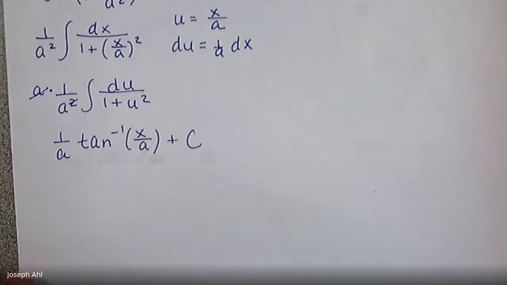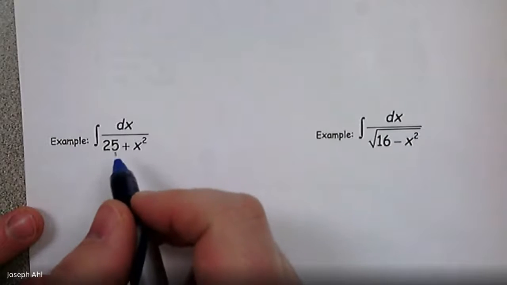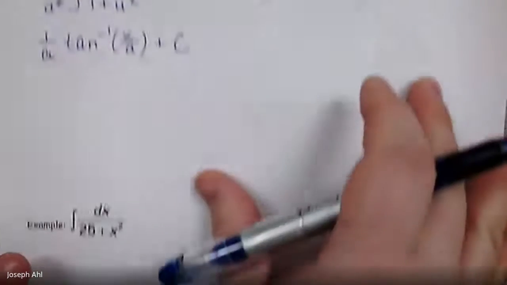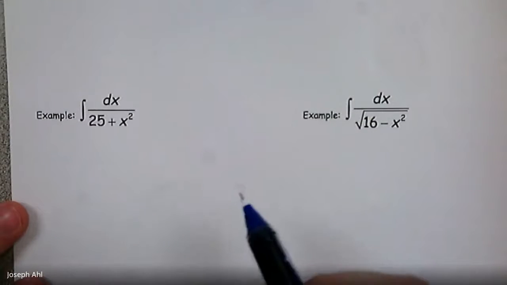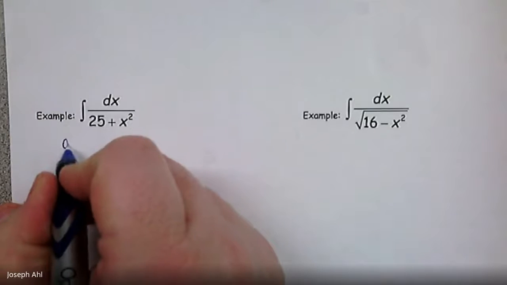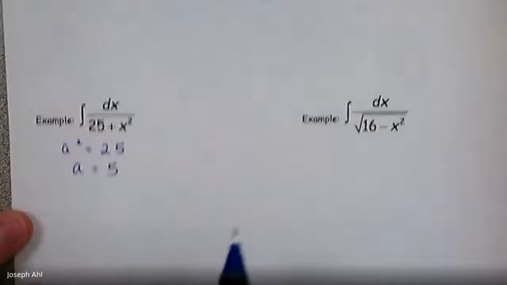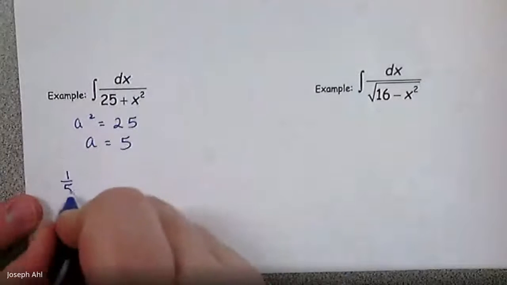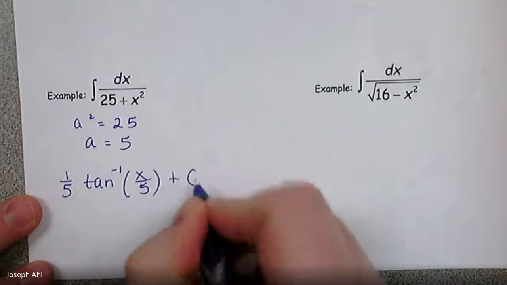If I jump right below to this example, dx over 25 plus x squared, could I do that whole process where I factor out the 25 and do a u substitution? I could, but if you like remembering and memorizing patterns, the pattern here would be that if a squared is that 25 number, then the value of a is 5. If I follow the general pattern that we derived here, it would be 1/5 tan inverse of x over 5 plus c.